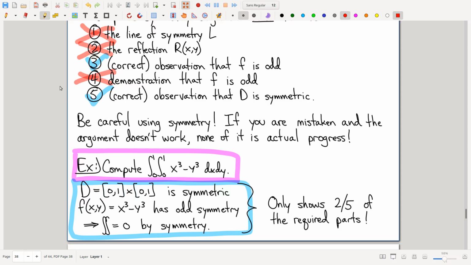It only did 2 of the 5 of the required steps. So this would be scored roughly proportionally to that. So again, make sure you give me the whole argument. That's what we're going to be interested in. Does that make sense to everybody? Questions?